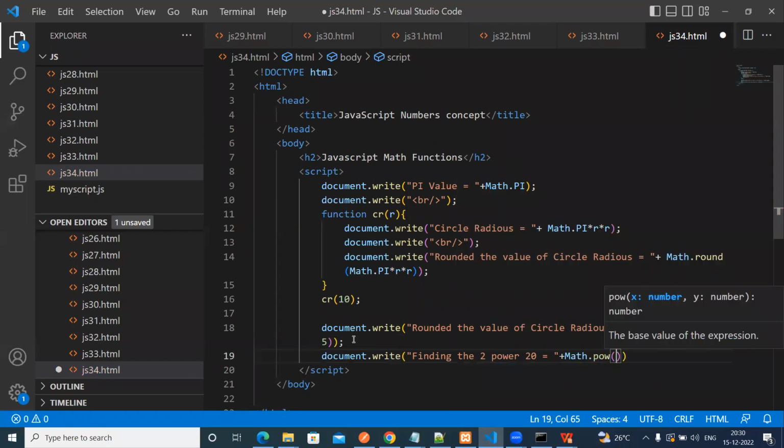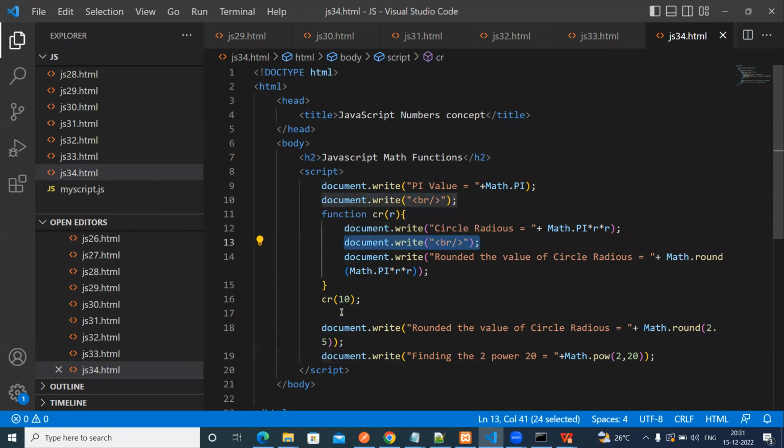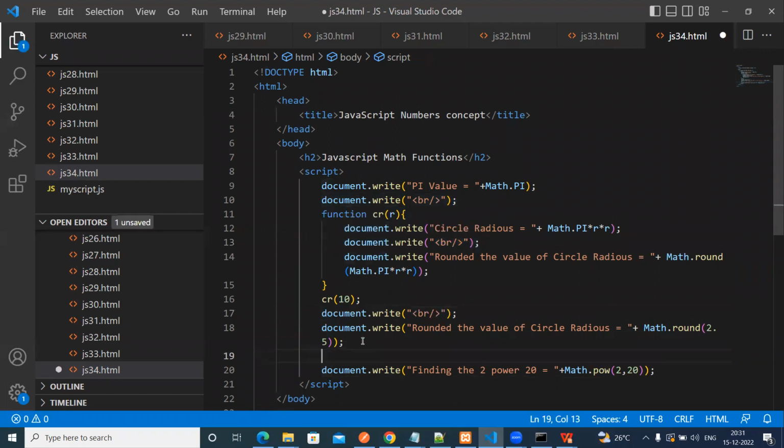So the first value is the base value. Here the base value is 2. The first parameter is the base value, the second parameter is the power, then 20. So now you can see, here we can write the break, and here another break.